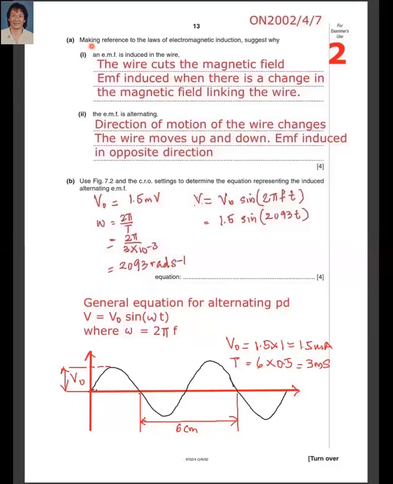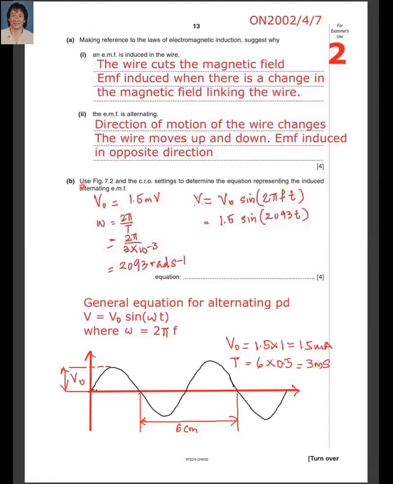Making reference to the laws of electromagnetic induction, suggest why an EMF is induced in a wire. The answer is that the wire cuts the magnetic field. So EMF is induced when there is a change in magnetic flux linking the wire. Then in part 2, suggest why the EMF is alternating. The direction of motion of the wire changes, meaning the wire is moving up and down. The wire moves up and down, so EMF is induced in opposite directions.